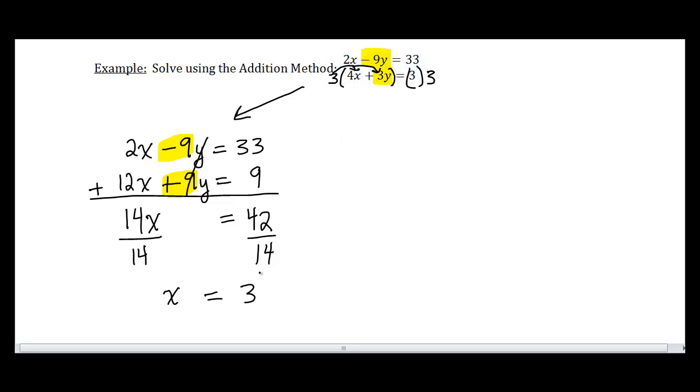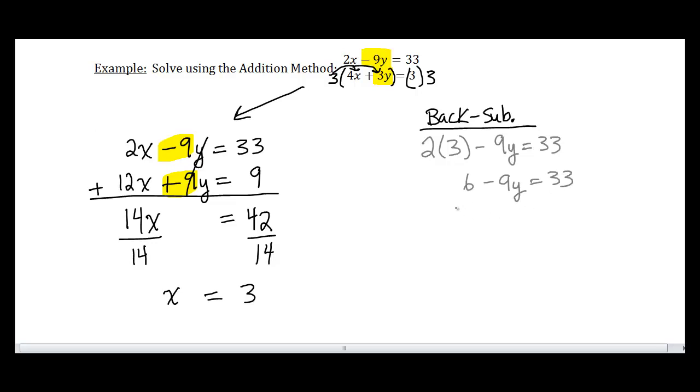Now I can go back and substitute 3 into one of my original equations. So I'm going to back substitute here. Let's say I substitute into my first equation. Instead of writing x, I'm going to write 2 times 3 minus 9y equals 33. Well, that's 6 minus 9y equals 33.